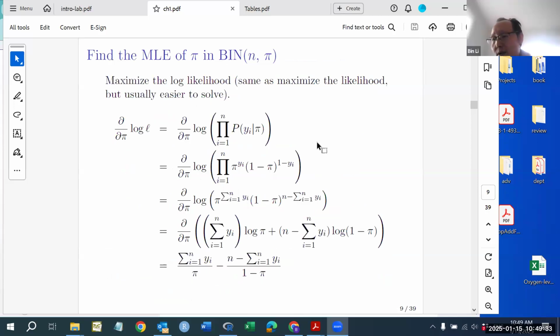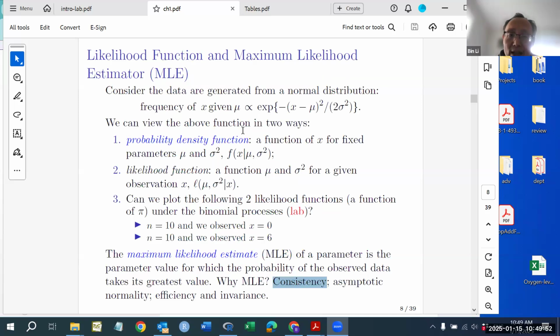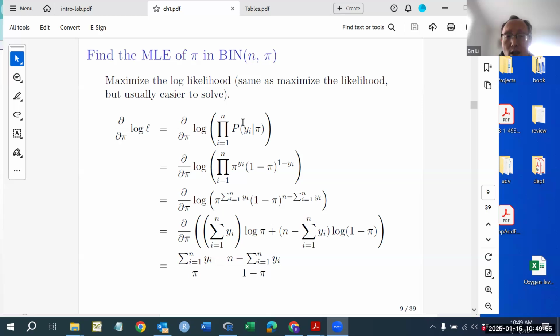So we need to find the MLE, right? This just gives you a taste of how to find the MLE. You don't have to find the MLE. I won't give you any question in the exam asking you to find the MLE, but this just gives you some taste. So here for the binomial, suppose we observe the data, the yi's. Let's say we have 10 observations, y1, y2, up to y10.